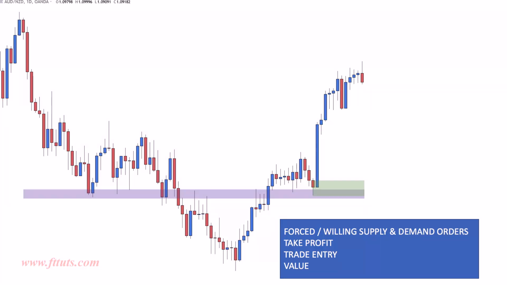So we have some support there, support, resistance, supports, and then support. And again, this creates a demand zone at this area here. So again, let's go through some forced demand and willing demand.